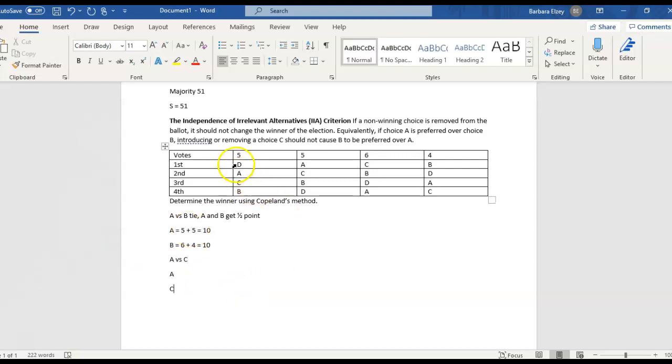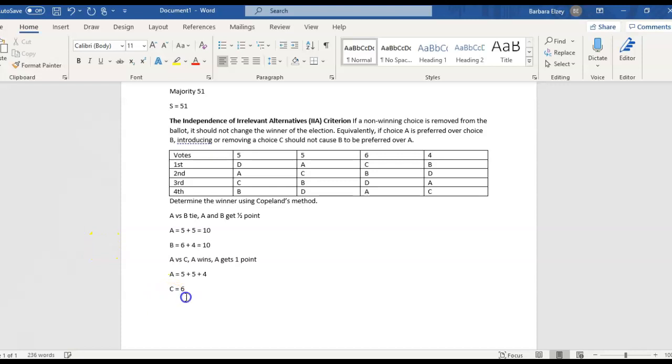All right, so in the first column, A is preferred over C, so it gets those 5. A is definitely preferred in the second column. In the third column, C is preferred, so C gets those. And in the fourth column, A is preferred. So we can see that A's got 14, so A wins. And A gets 1 point.